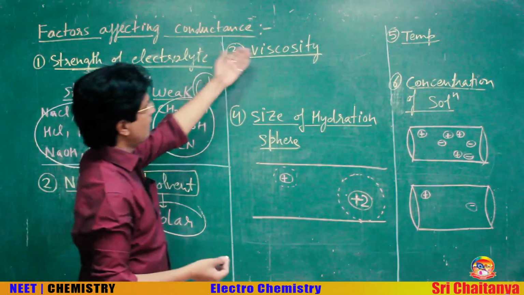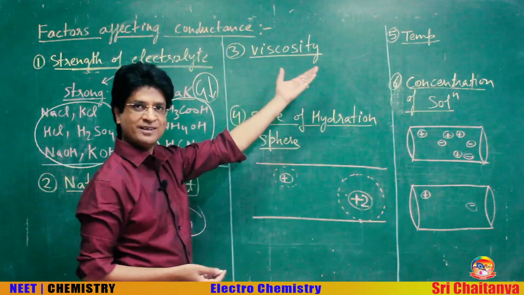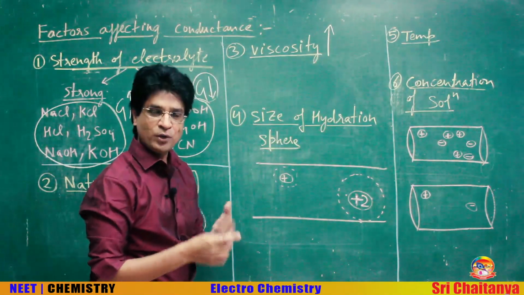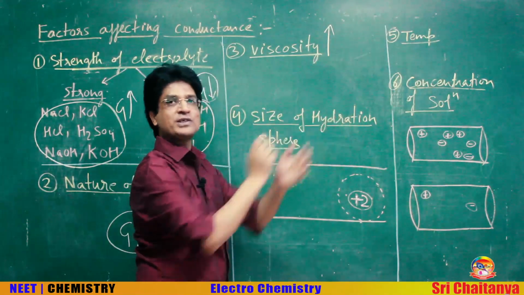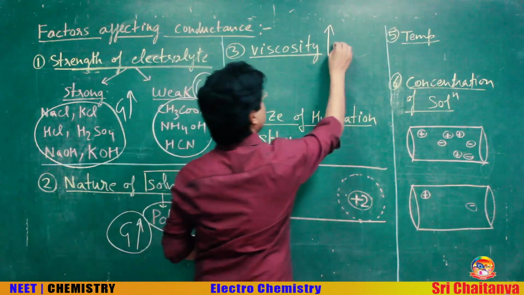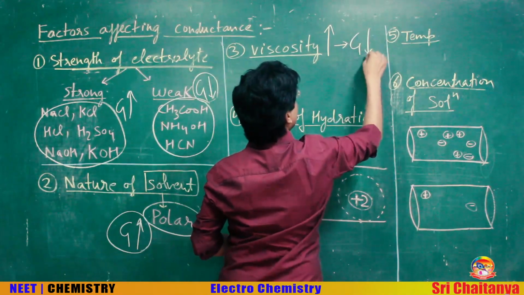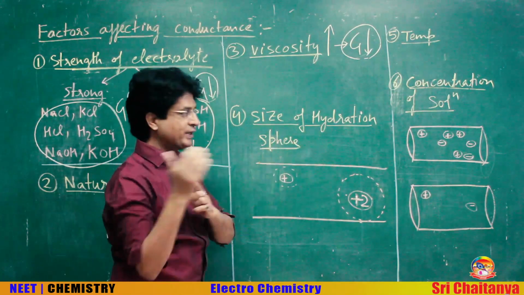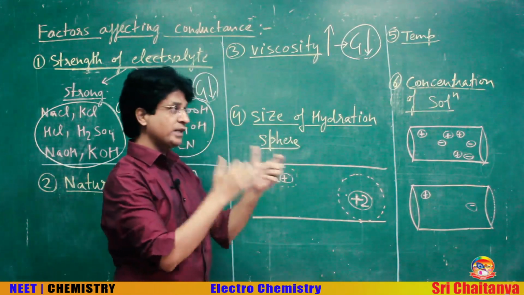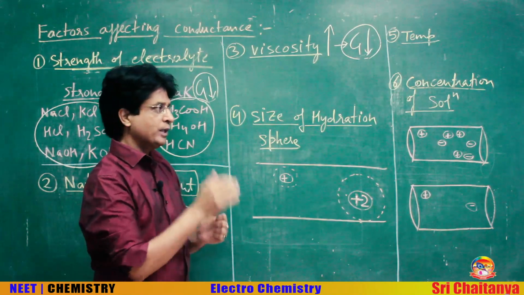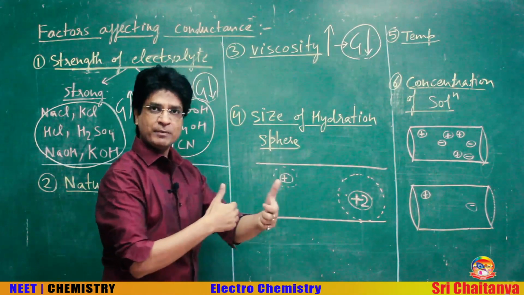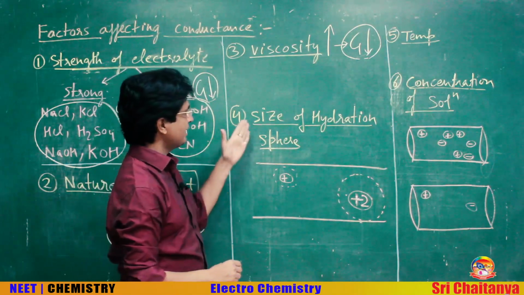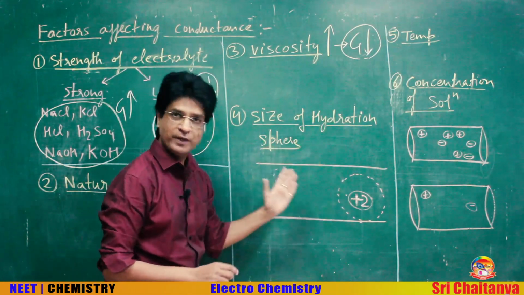Okay, now come to viscosity. Now it is very commonsensical. If viscosity is higher, it will be tough for the ions to move through that viscous solution. So if viscosity is higher, conductance will be low. We all know that if we have an open road, we can travel faster on that open road, but if we are stuck in a traffic jam, the movement will be slow because a traffic jam is more viscous in terms of vehicles.